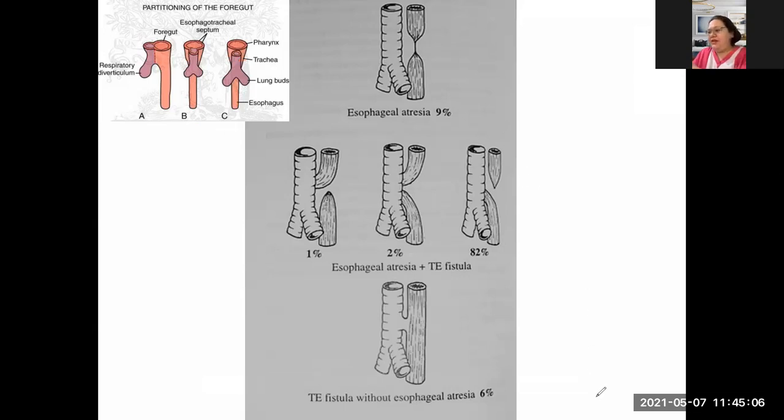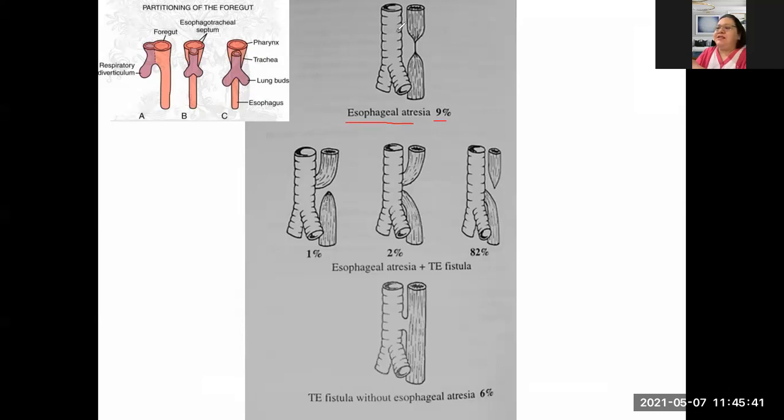So usually, when it comes to esophageal atresia or your tracheoesophageal atresia, this is the most common form of congenital problems with the lungs and its proximity to the esophagus. Okay. So let's look at this problem first. Okay, your esophageal atresia, which will usually occur 9% of the time.